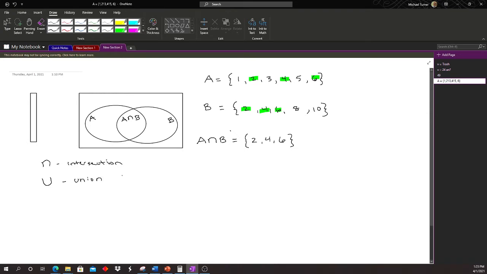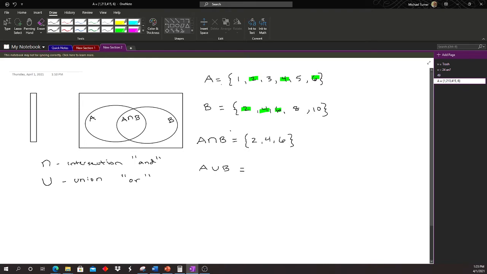But union, just like intersection is representative of "and," union is representative of "or." So a union is looking for elements that are in either the set A or the set B. So it can be in one or the other. It doesn't have to be in both.